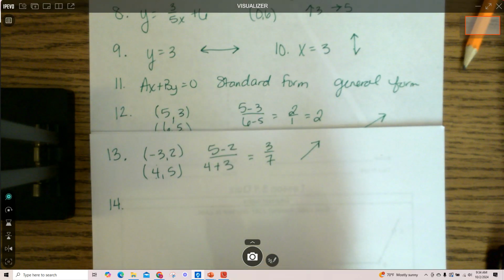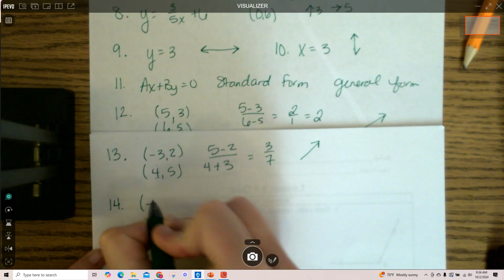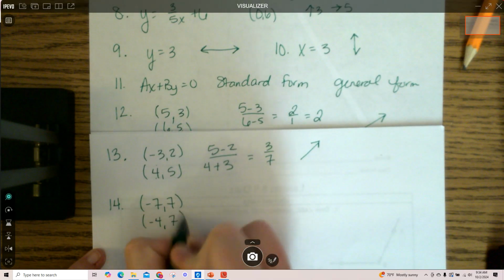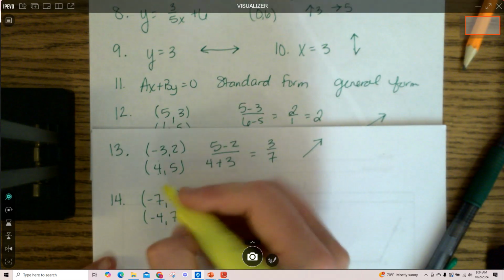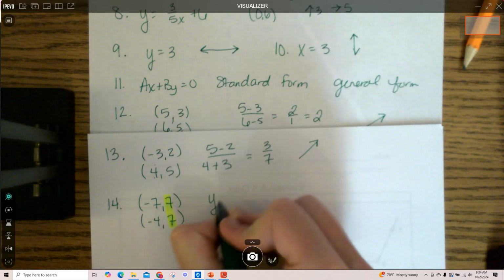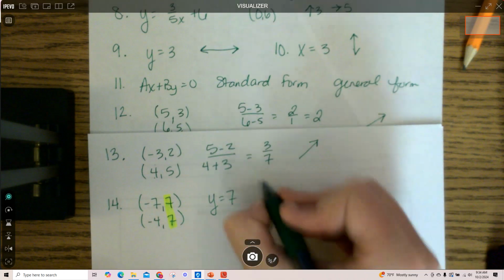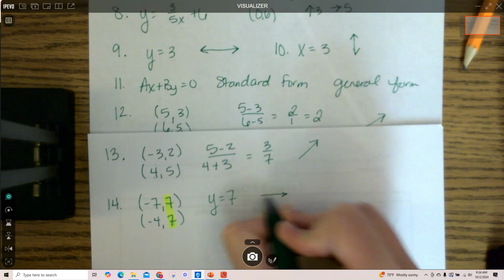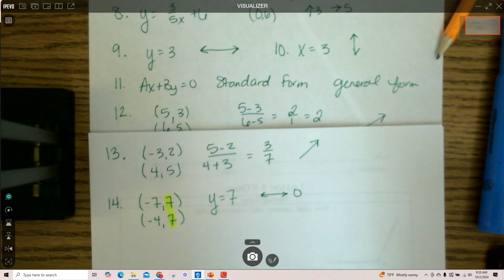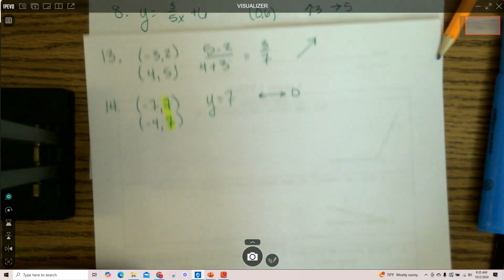Okay, 14. Same thing, negative 7 and 7, and negative 4 and 7. Okay, here's the giveaway. Why? If you have the same y value, then this equation is y equals 7, which means it has a 0 slope. Same thing, if both of the x's are the same, the reverse would be true.